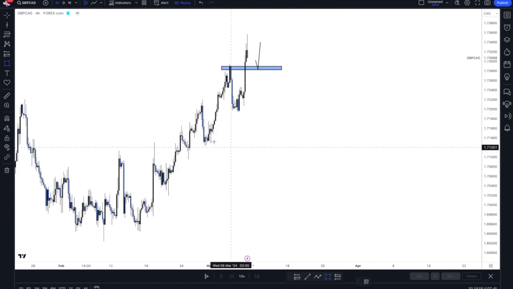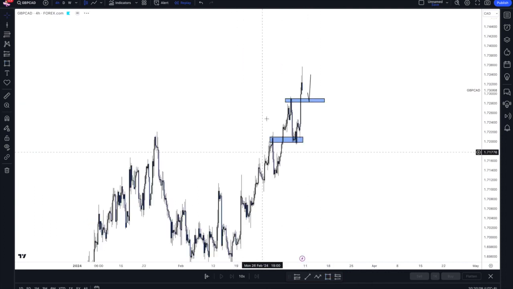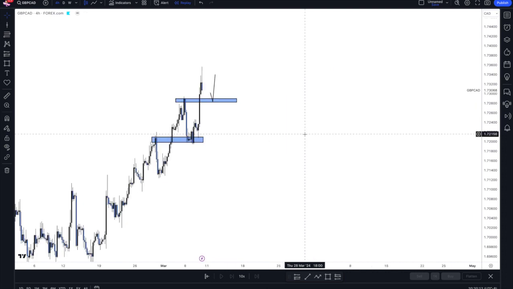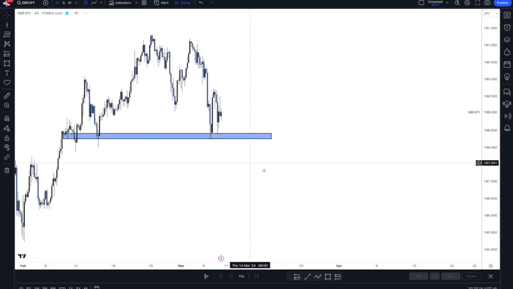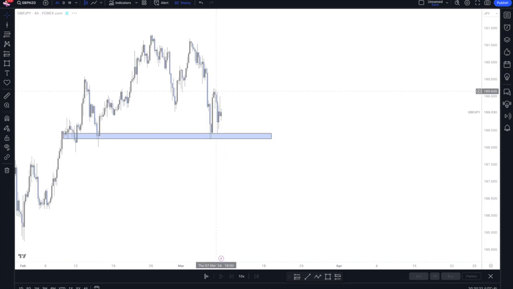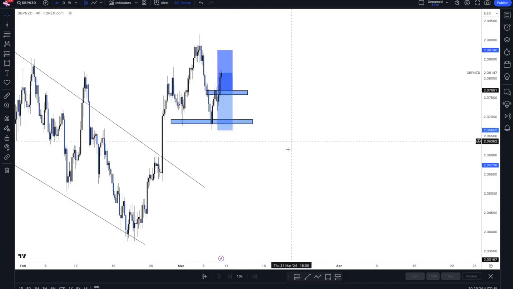GCAD, I took buys right here. Took buys right there, and boom, price went up. Also took buys here, lost. All good. Next week's setup, looking to take buys off of this level, break and retest. GBCs, we just went over that one. GJ, looking to take more buys if price comes back down and take it up to here for the TP most likely. GN, I took buys off the support level right here.